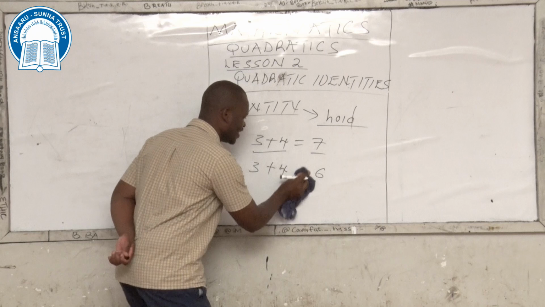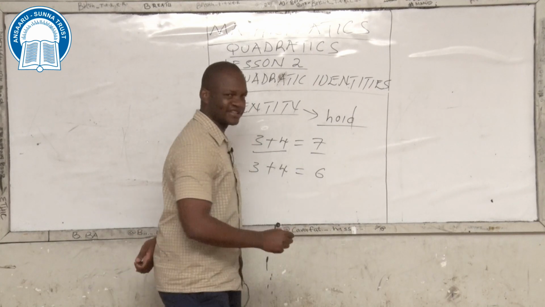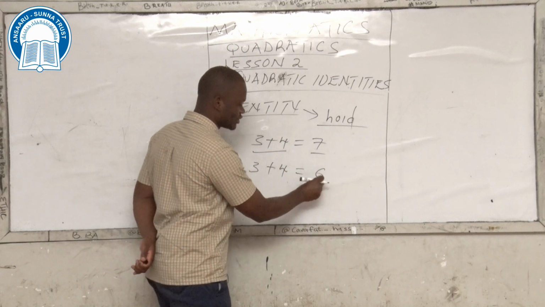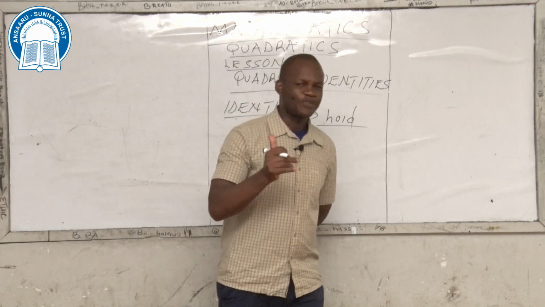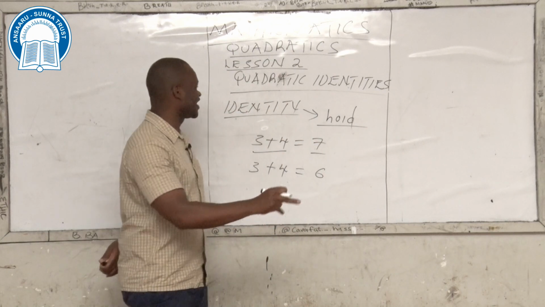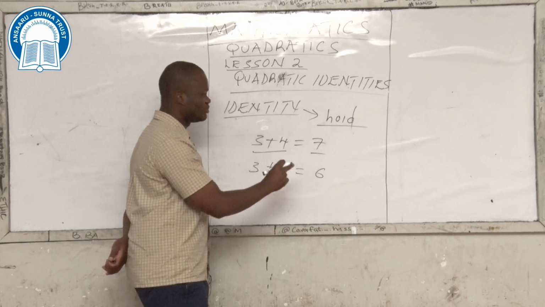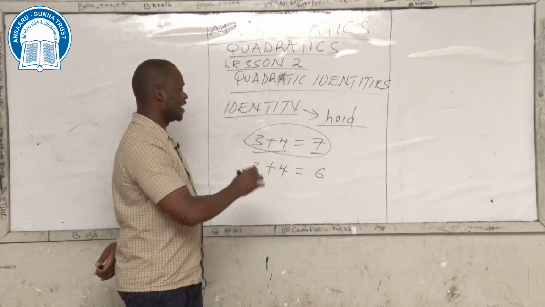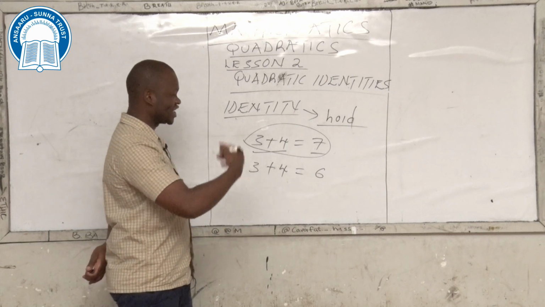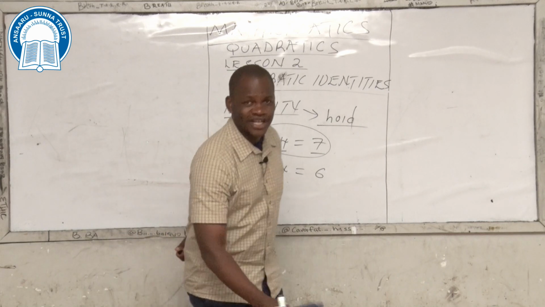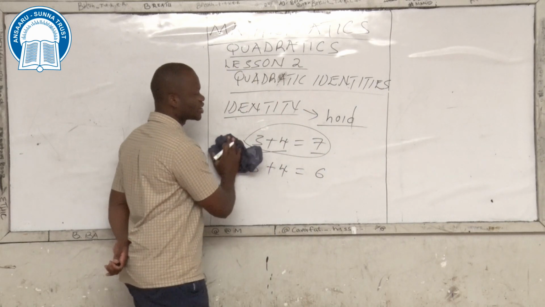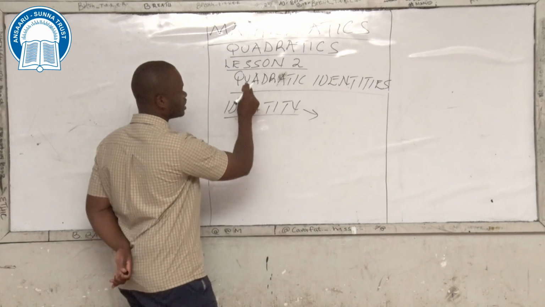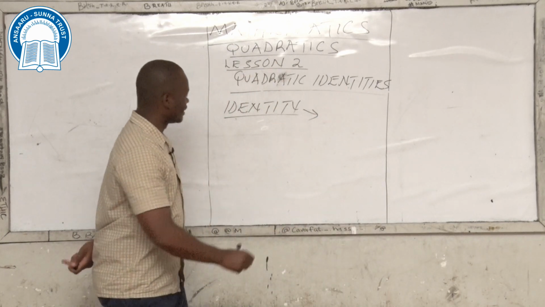So, when you have 3 plus 4 is equal to 6, given the fact that whatever I have here is not equal to whatever I have there, we call it a false equation. So we are saying for an identity, it must be something which gives us a true equation, regardless of the changes in the values of the variable in that equation. So I'm going to give an example of an identity and then we shall come back to quadratic identities.